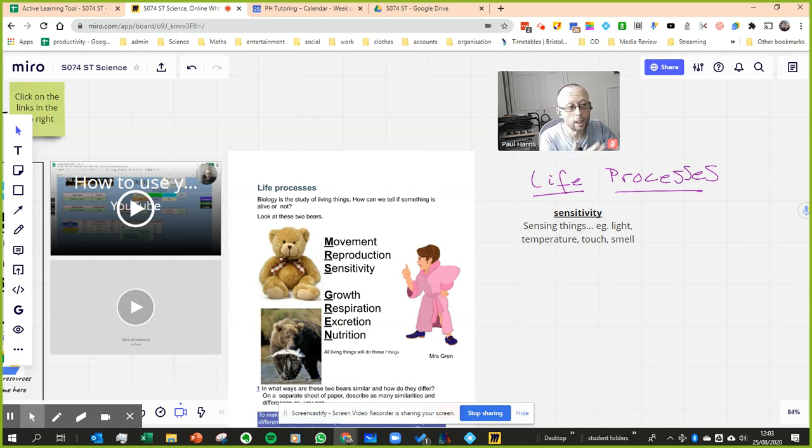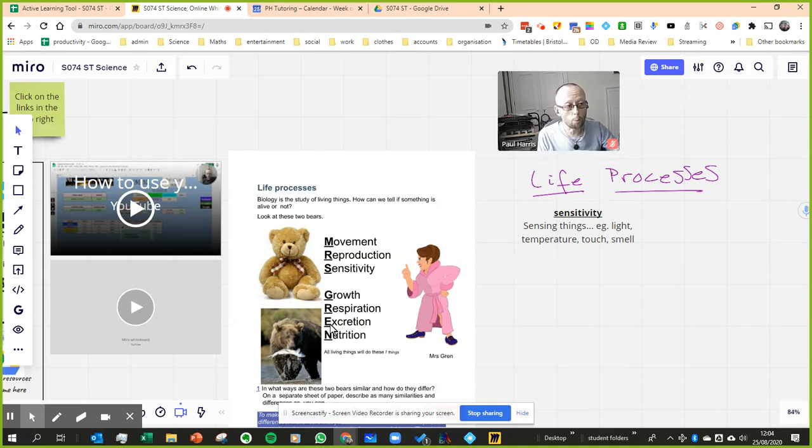Respiration, we'll look at in a bit more detail, but just in a nutshell, it means that it uses oxygen and glucose, which is a type of sugar, and they react it together to make energy. They produce energy out of these things. So plants do that. So do humans. So do all living things.